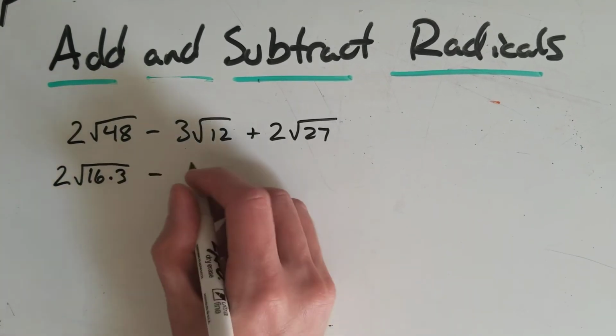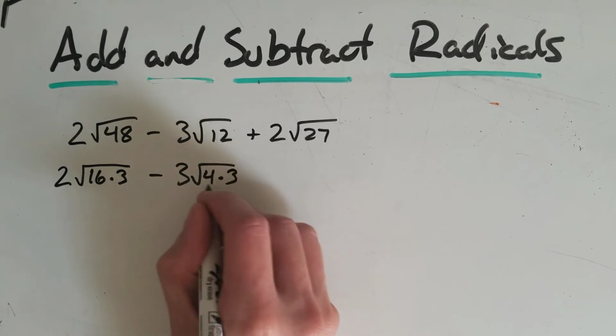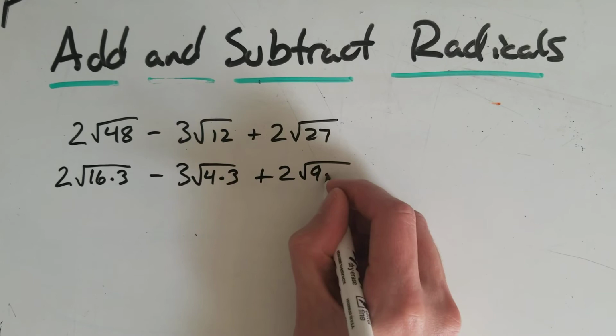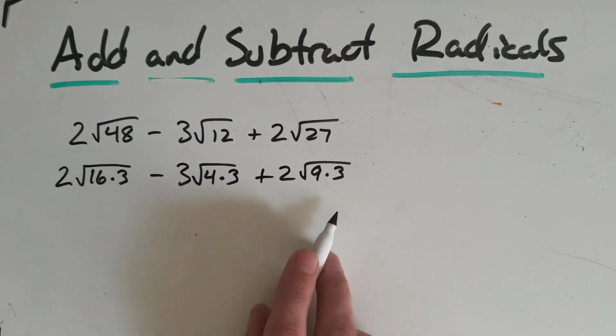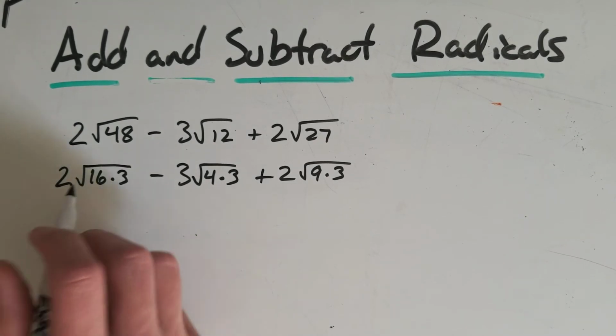16 times 3. For 12, that one has been coming up a lot. It's 4 times 3. And for 27, a perfect square that goes in is 9. 9 times 3 will get you to 27. So now we can use that property we used to simplify the radicals.